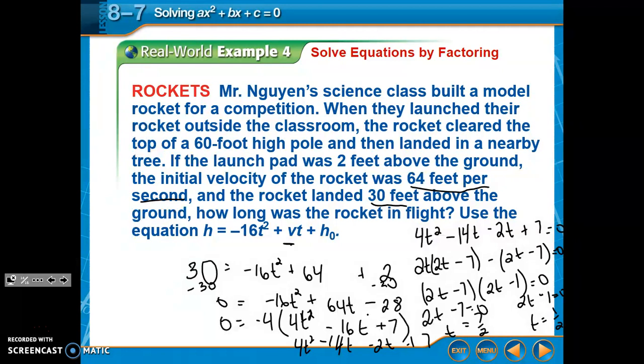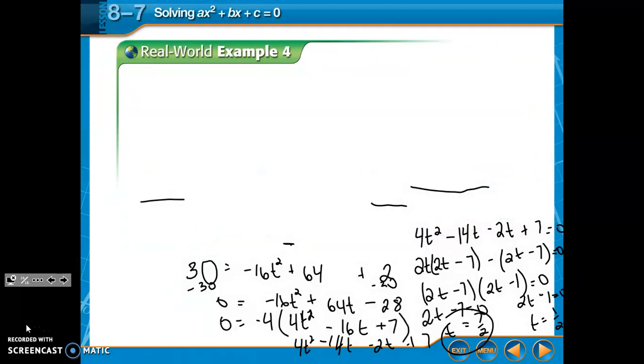And then you would go through and say that these are the 2 times it could be, but one of them makes more sense than the other. I think we're going to find that it's going to be this one. Okay, so you guys try this last one.